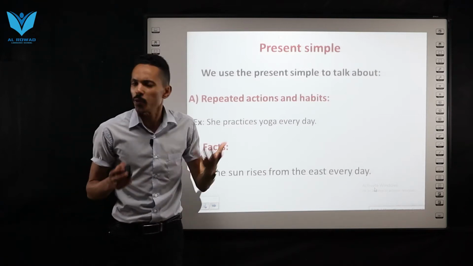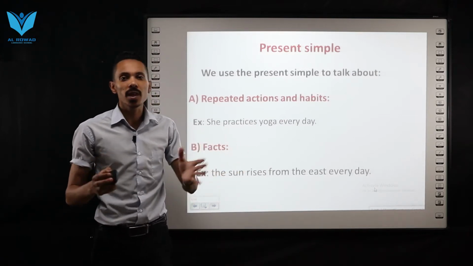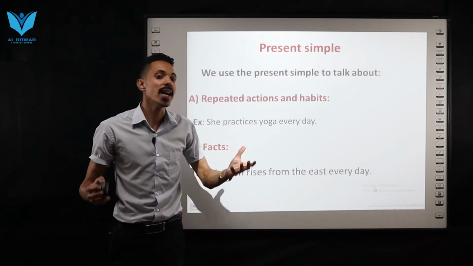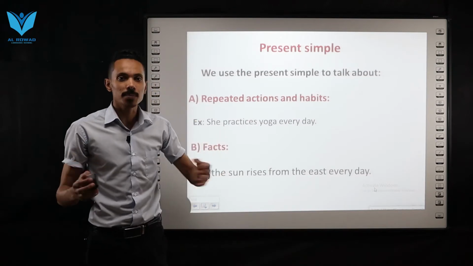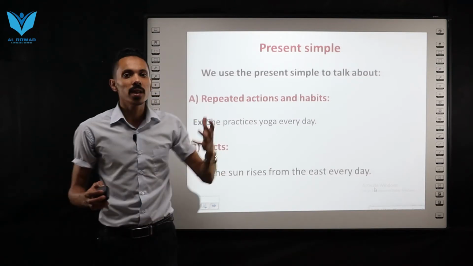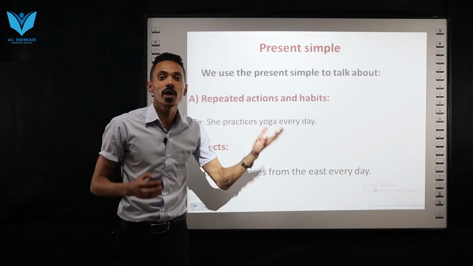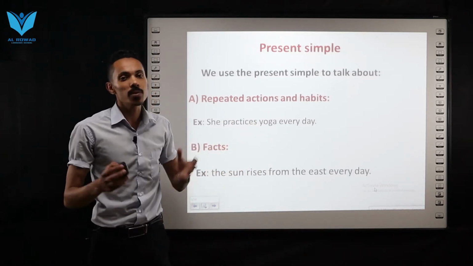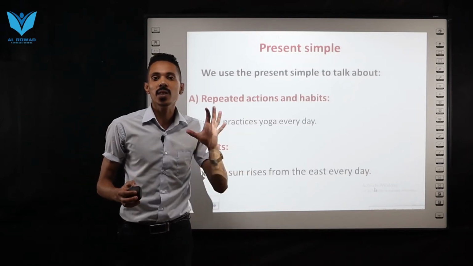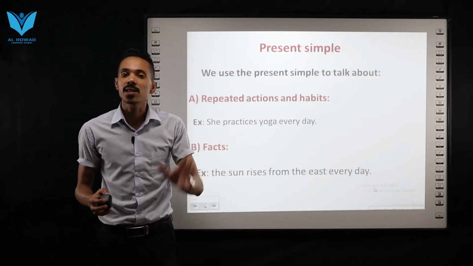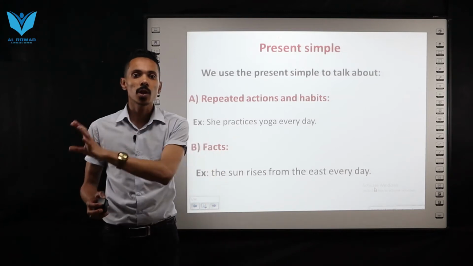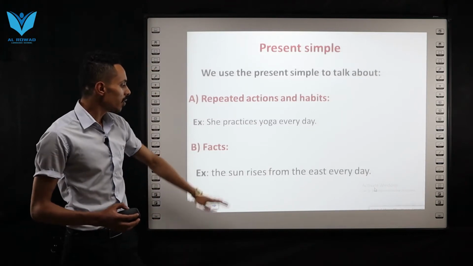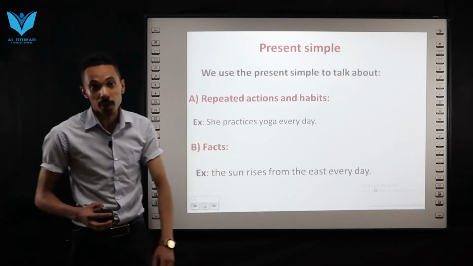What is the meaning of fact? A fact is something that is true. Everything that is really true in our life, it's a fact. For example, the sun rises every morning. So rises here is the present simple verb, because here I'm talking about a fact. Everything you talk about in science is a fact, so the verb of every sentence is present simple. For example here, the sun rises from the east every day.